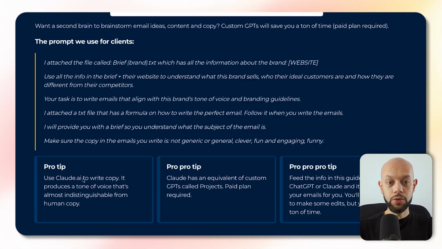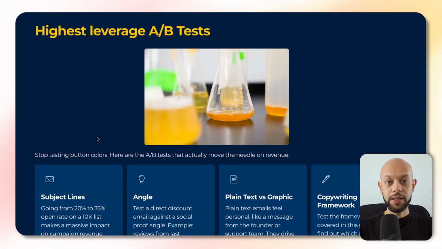So again, we like to use Claude for copy because it produces a tone of voice that's very similar to human copy. A pro tip is to actually feed Claude or ChatGPT this exact guide that I'm going through right now. You can either grab the transcription and feed it to it, or I'm also going to link to it in the description below as a guide. All you have to do is to feed it to the AI tool so it understands how to create high converting emails for ecom. The next thing is going to be the highest leverage A/B tests.